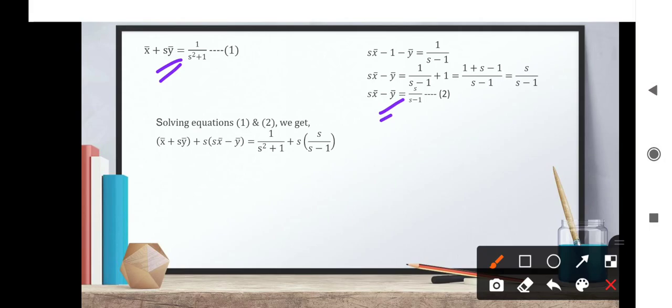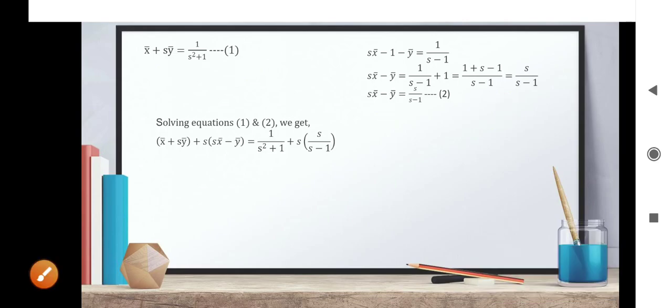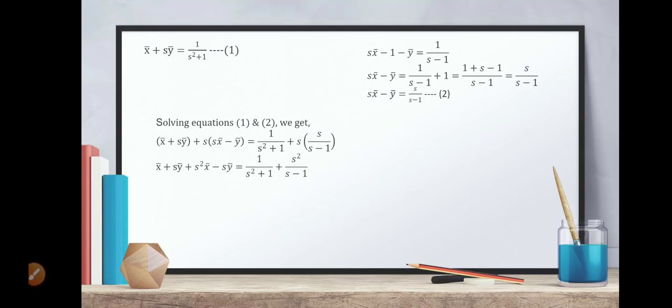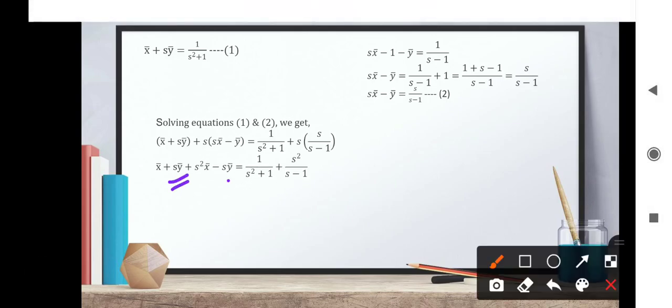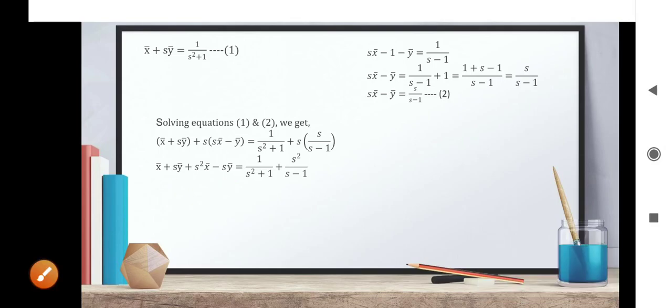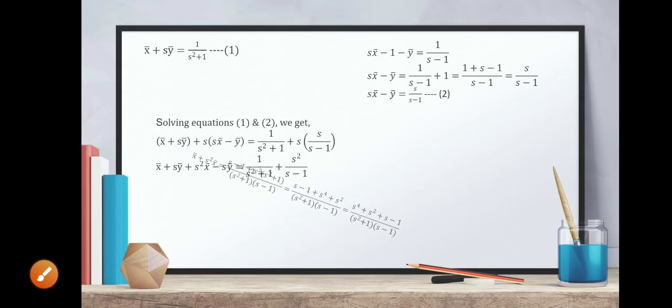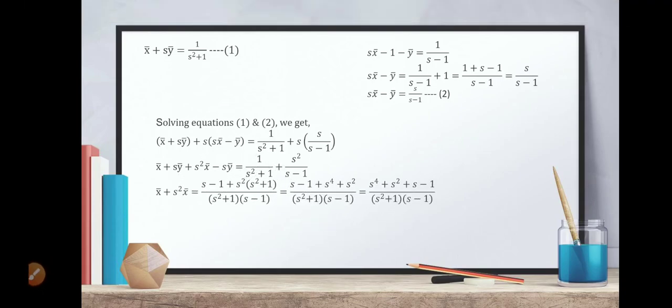So if we multiply the second equation by s and add this newly obtained equation to equation 1, you can easily eliminate the variable y bar, the unknown y bar. On simplification, these two terms get eliminated. The same procedure obviously has to be applied to the RHS. This method of solving simultaneous equations you have studied in 7th standard.